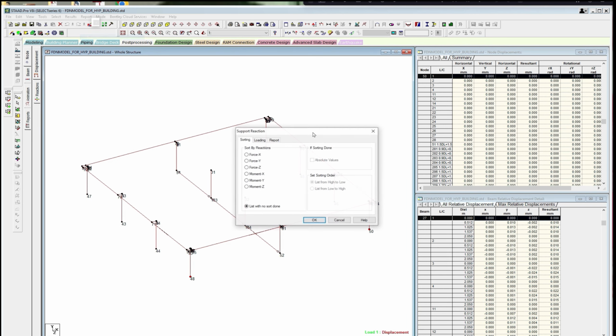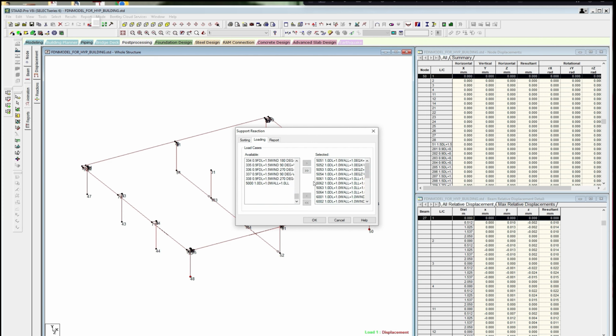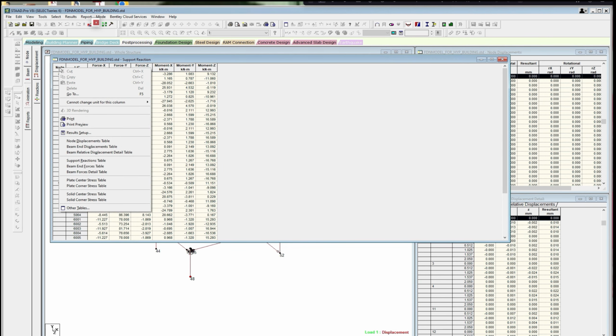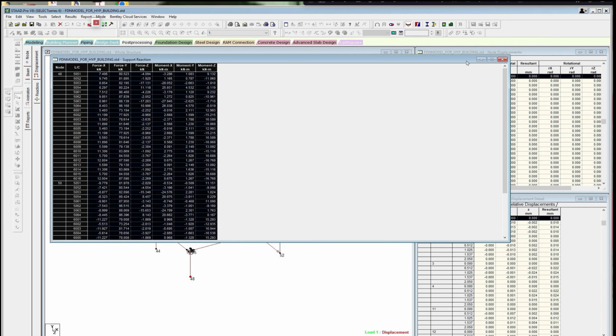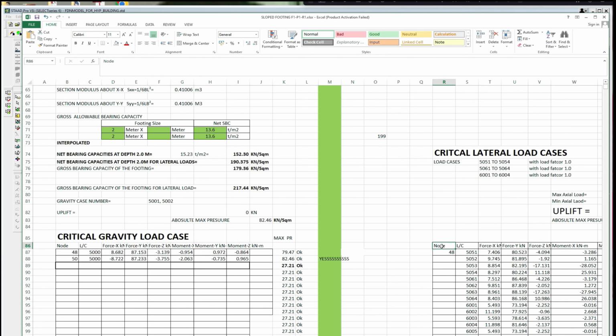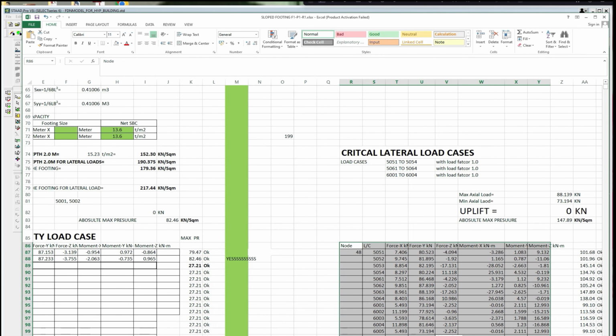Report, support reaction, loading. 2016, 6016, 5051 to 6016, the lateral load cases. So we are taking this, copy, and then paste here in the lateral load cases.